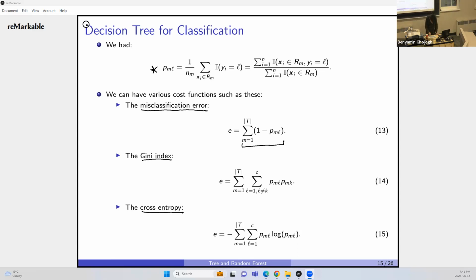Gini index is this. It's a nested sum. The first sum is the summation over the children regions, and the next summation is over the class labels, right? And p_m times, so we will have p_mL and p_mK, right?